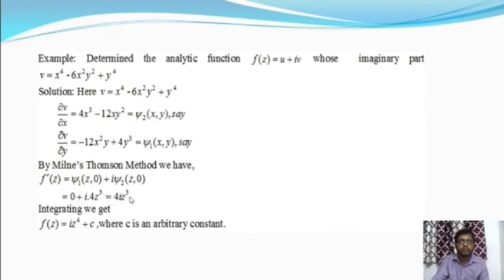So now integrating on both sides, it will give f of z is equal to iz to the power 4 plus c. The integration of z cube is z to the power 4 by 4, and the 4 is cancelled from numerator and denominator, so it will give this. And c is an arbitrary constant.